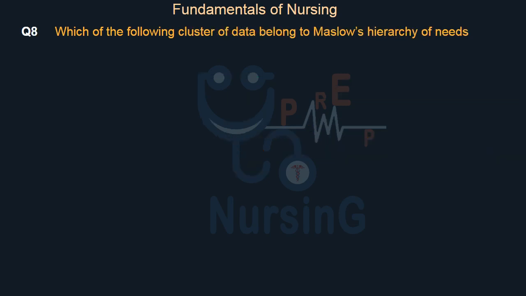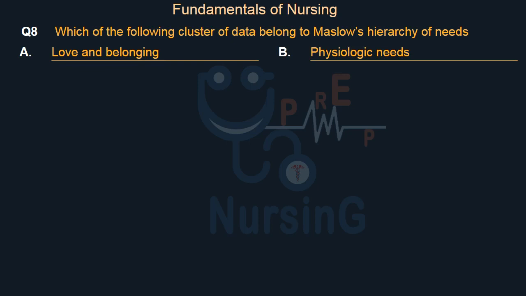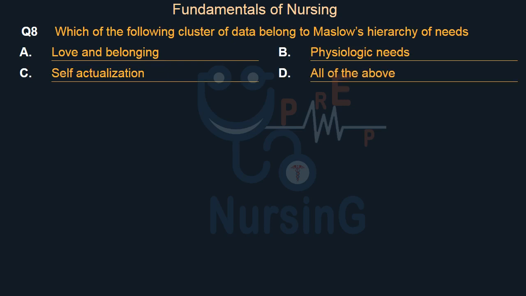Which of the following clusters of data belong to Maslow's hierarchy of needs? Option A, love and belonging. Option B, physiologic needs. Option C, self-actualization. Option D, all of the above. Right answer is option D, all of the above. All of the choices are part of Maslow's hierarchy of needs.